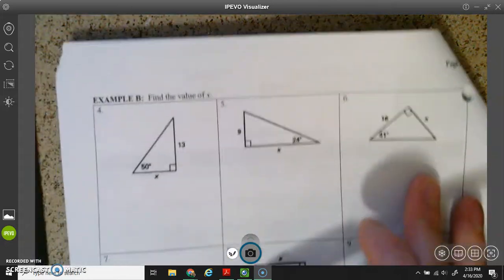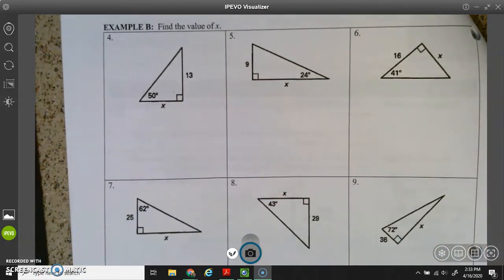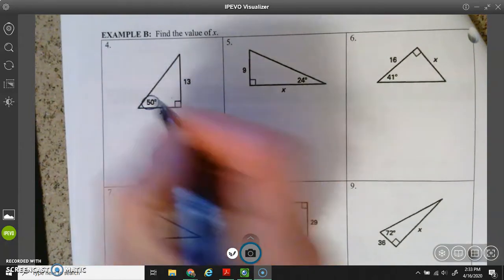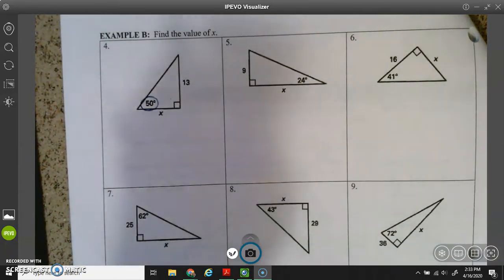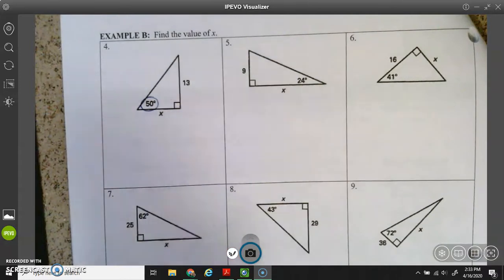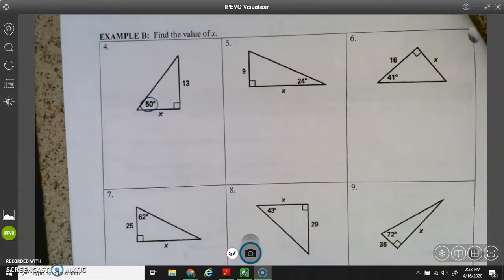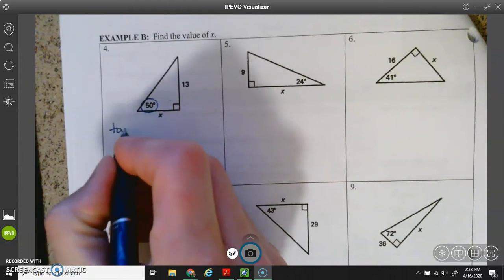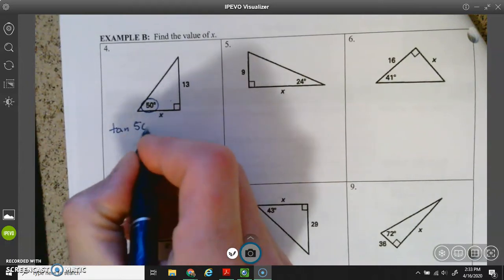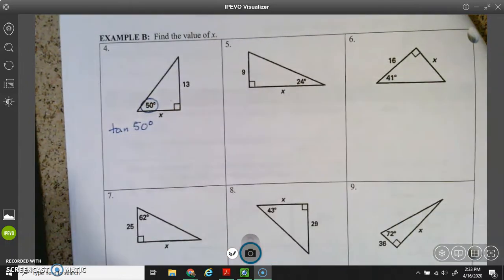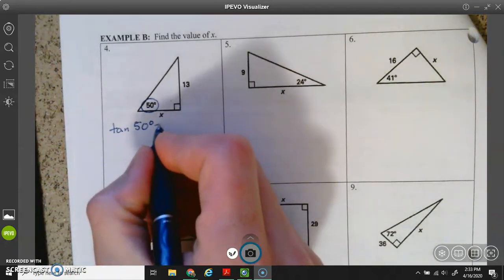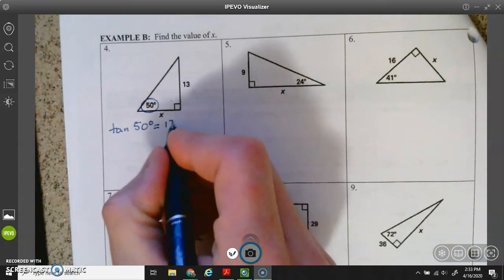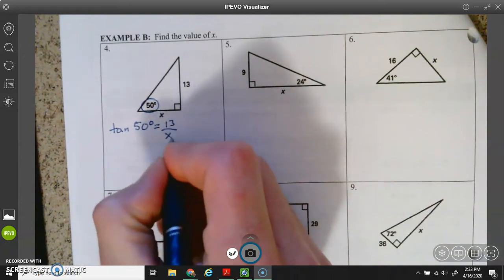Again, this is set up a little bit different than the front. First, again, talking about the reference angle, this is the angle that it gives me the measurement for. We could find the other measurement and do everything we want with that as well, but I'm going to show you this one first. So we're going to do tangent of 50 degrees, which is equal to opposite over adjacent. Opposite is 13, and adjacent is x.